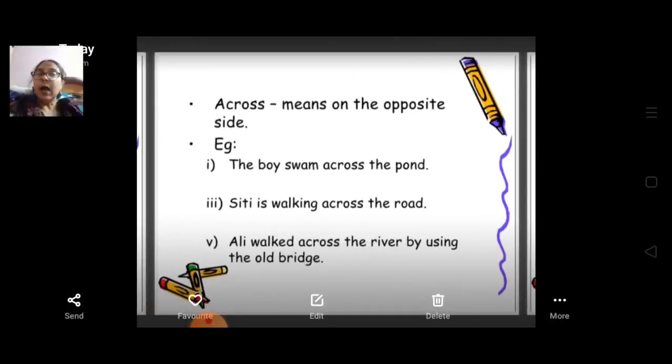Across means आर पार जाना. Across means on the opposite side. It means from one side to another side. The boy swam across the pond. Next example is Siti is walking across the road. Third is Ali walked across the river by using the old bridge. Across means on the opposite side.